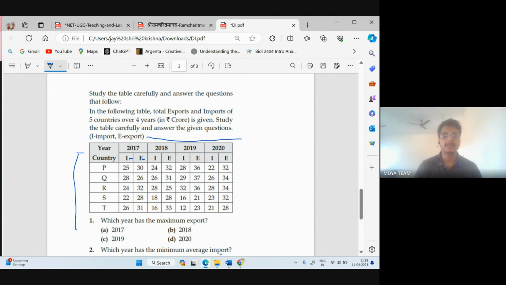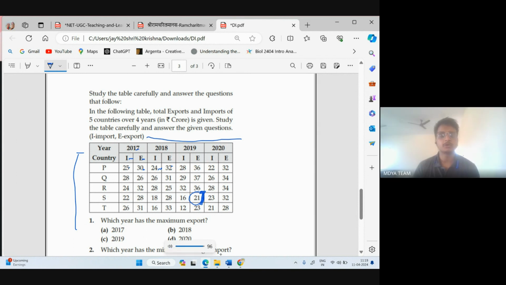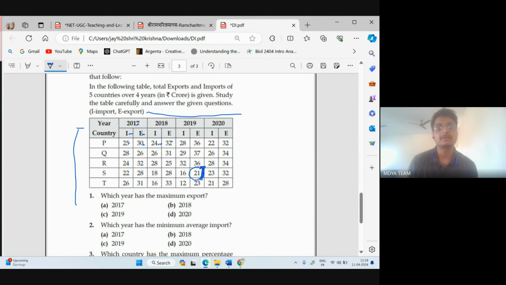This is country P and this is their import in year 2017. This is their export in year 2017. Same for country P, this is import for 2018 and this is export for 2018. So what is this value telling you? Export of country S in 2019. Okay, very good. Now if you understand the table, the questions are very easy.